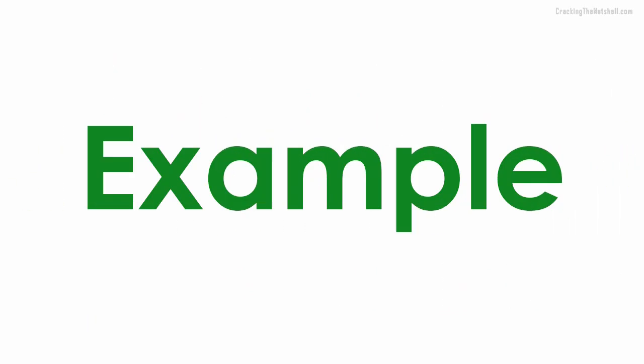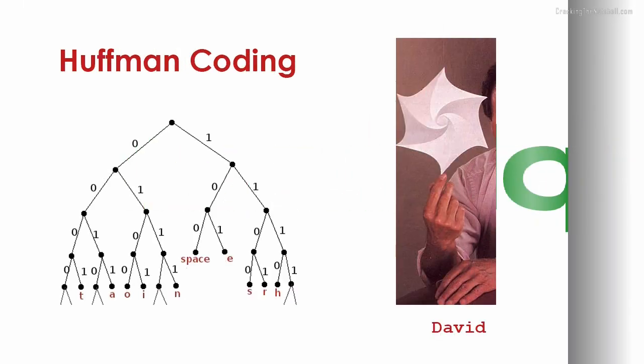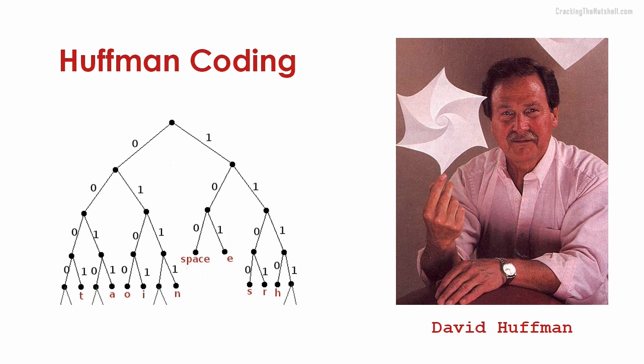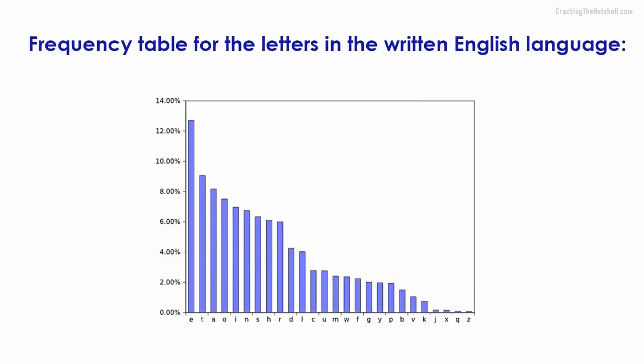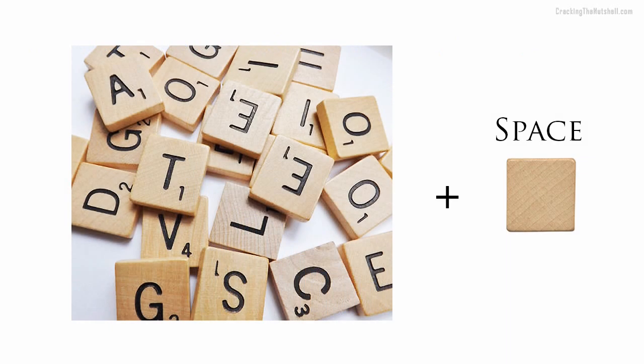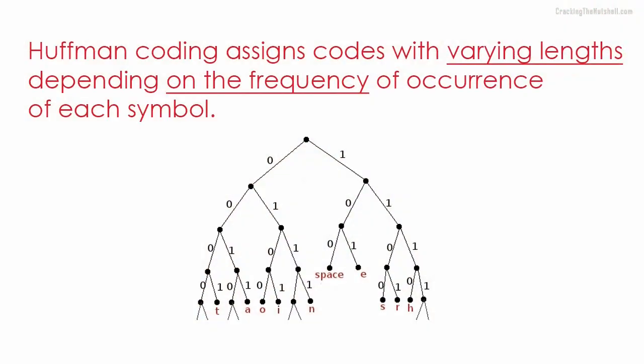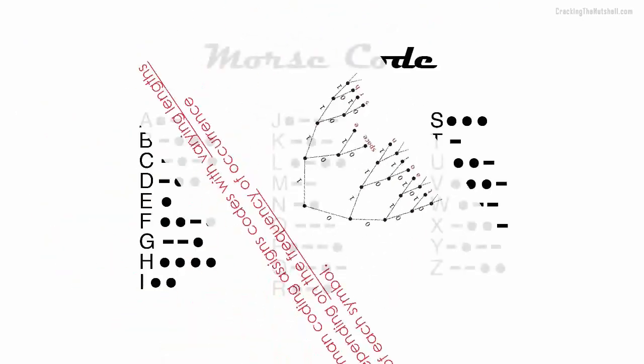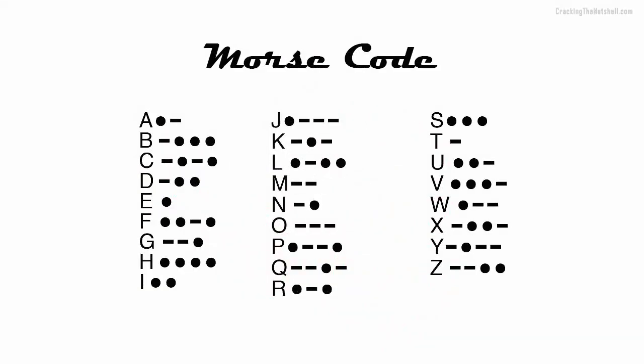Let's use an example to see how lossless data compression works. We will use Huffman coding, an algorithm developed by electrical engineer David Huffman in 1952. Huffman coding is a variable length code which assigns codes using the estimated probability of occurrence of each source symbol. For instance, let's say we take as symbols all the letters of the English alphabet plus space. Huffman coding assigns codes with varying length depending on the frequency of occurrence of each symbol. Just as with Morse code, the most frequent symbols are assigned the shortest codes, and the less frequent symbols are assigned the longest codes.